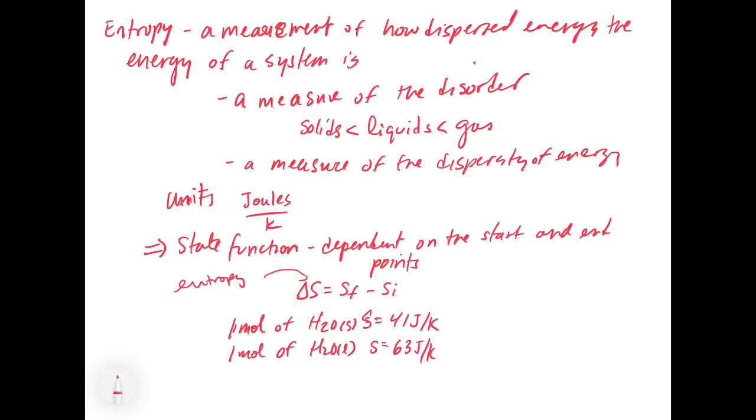So if we want to know the delta S for the phase transition, meaning if we go from H2O solid to H2O liquid, then the delta S in this case is going to equal 63 joules per Kelvin minus 41 joules per Kelvin, which is going to give us 22 joules per Kelvin for the change in entropy.